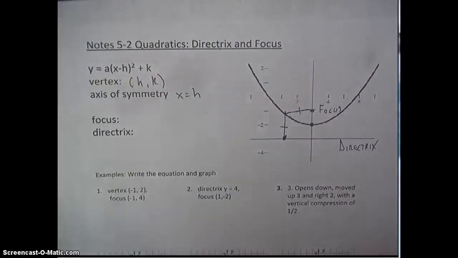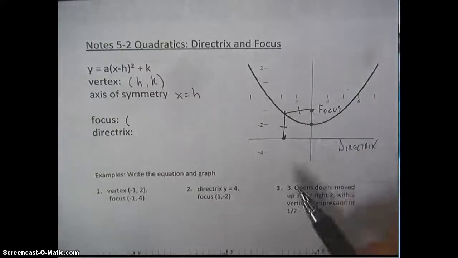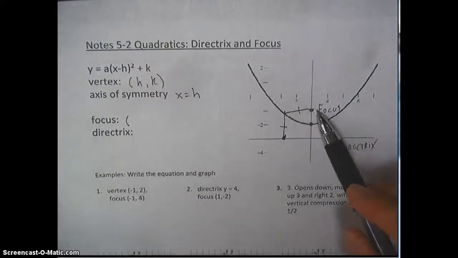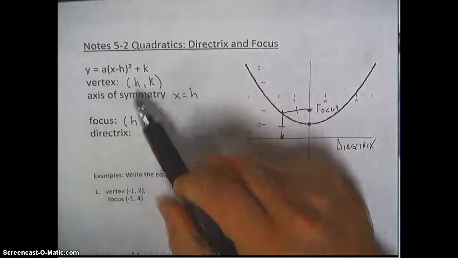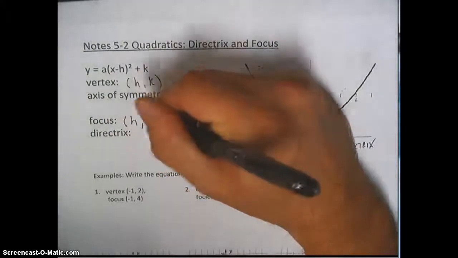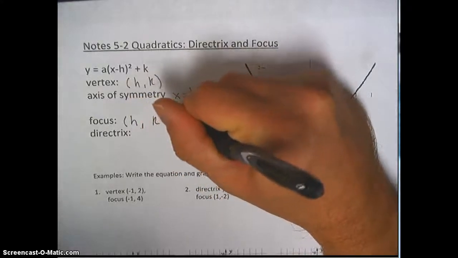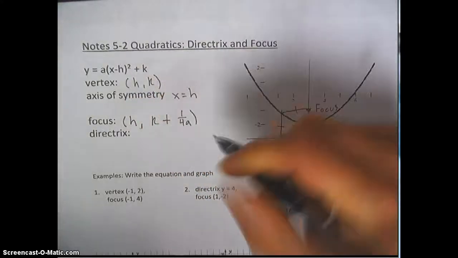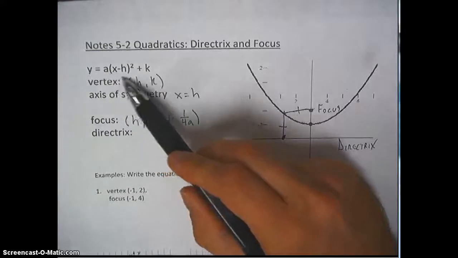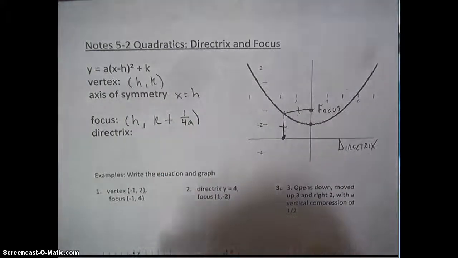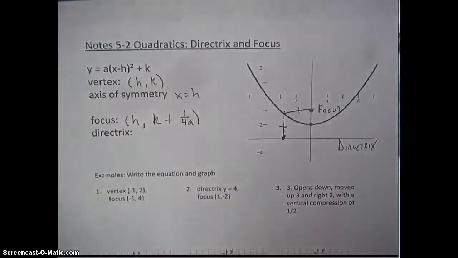Now the new stuff is this focus. It's a coordinate point, and it's just inside the parabola, and the way you find it is it's h, that same h from the vertex, comma, k plus 1 over 4a. Now that a is whatever's in front of the parentheses here in vertex form. So that's k plus 1 over 4a.